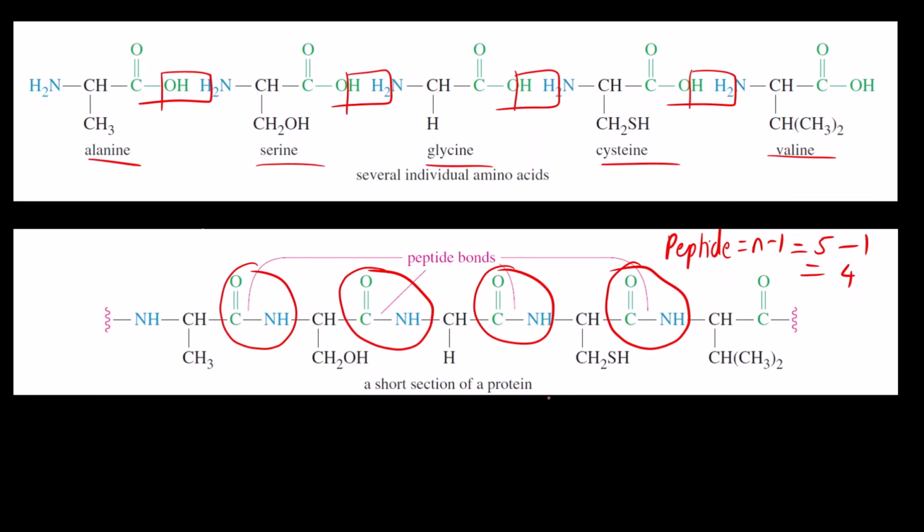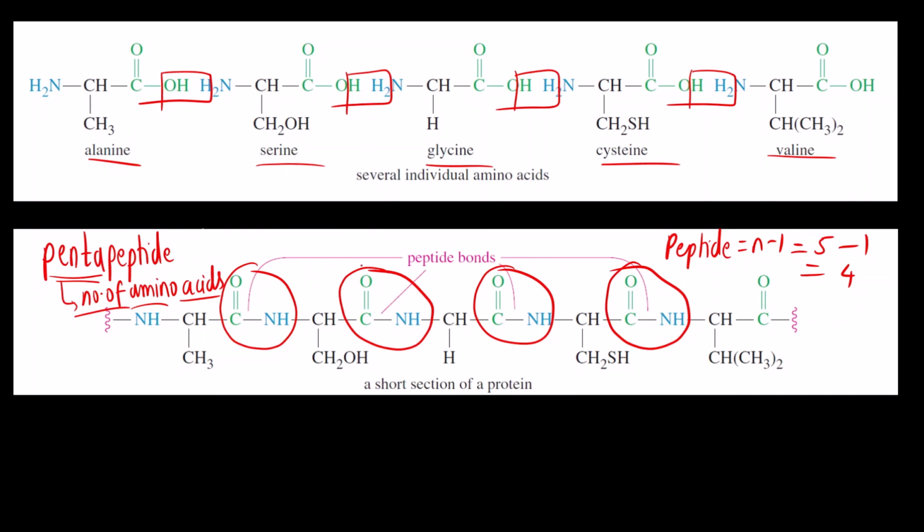If I want to write down the 3-letter notation name of this, what will this be called? This will be called a pentapeptide. Tetra, penta, what does it indicate? It indicates the number of amino acids, and not the peptide bonds. Pentapeptide, 5 amino acids.